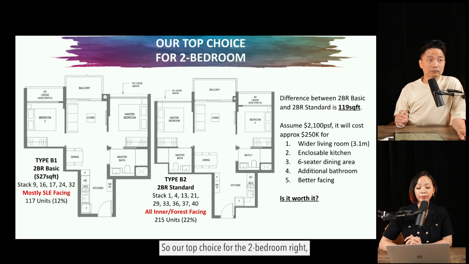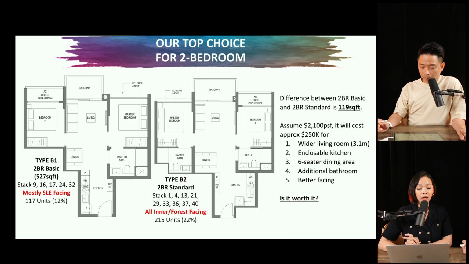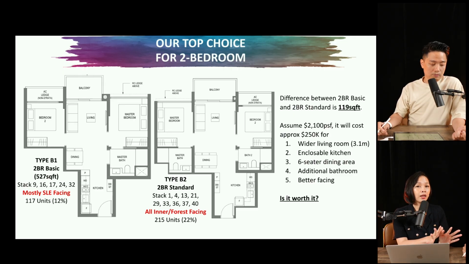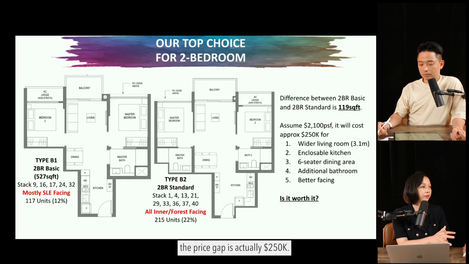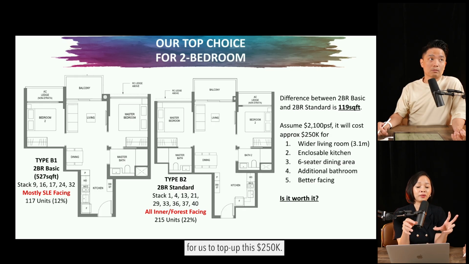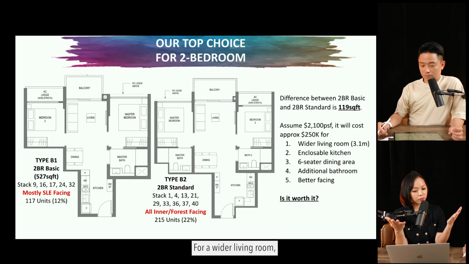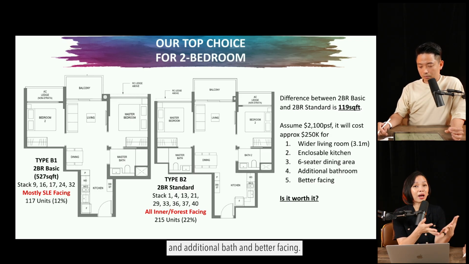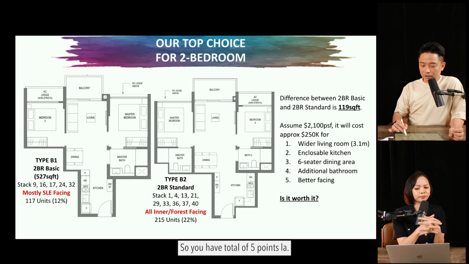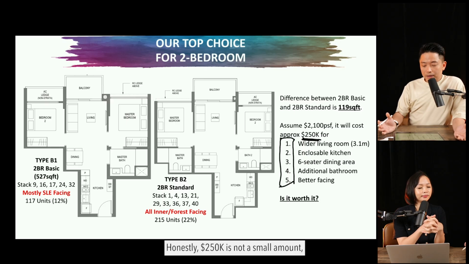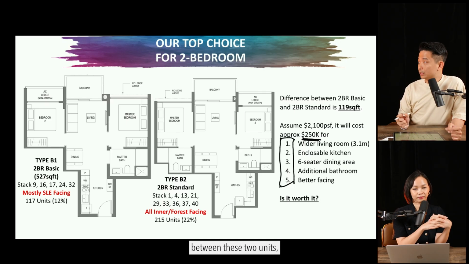So our top choice for the 2-bedroom, we put them side by side using an estimated range. For example, if between these 2-bedroom types, the price gap is actually 250k. Then we have to decide whether or not it makes sense for us to top up this 250k for what? For a wider living room, for an enclosable kitchen, for a 6-seater dining area, and additional bath and better facing. So honestly, you have a total of 5 points lah. 5 points for like 250.